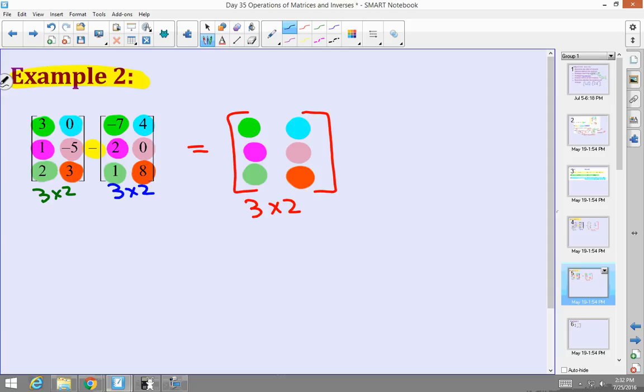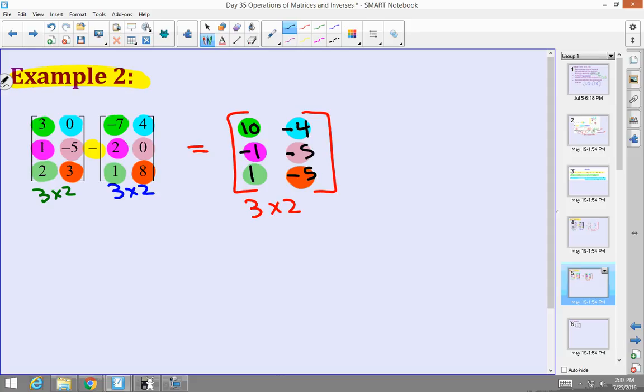Take the greens, subtract them. 3 minus a negative creates a 10. 0 minus 4 is -4. 1 minus 2 is -1. -5 minus 0 is -5. 2 minus 1 is 1. And 3 minus 8 is -5.